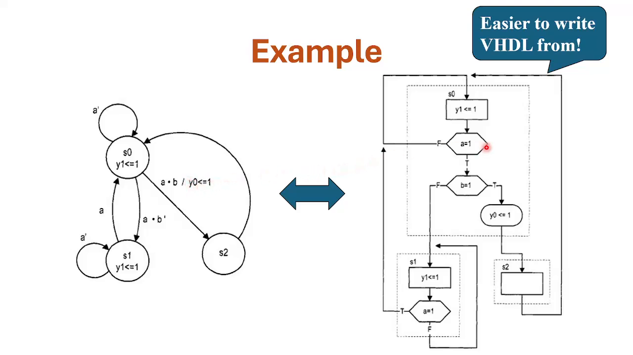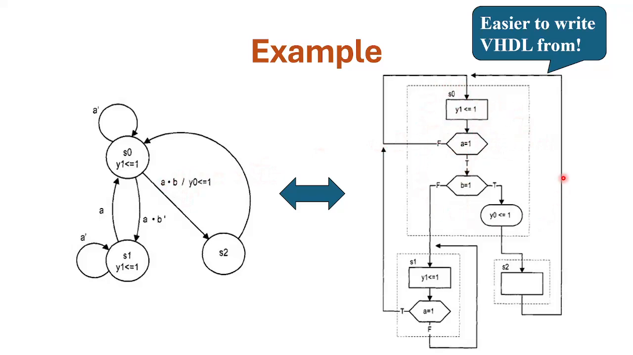However, if you take the time and draw this somewhat, at least at first sight, messier graphical representation, which is the ASM chart, then I'm claiming that writing the VHDL code of this would be less error prone, and you'll have a better chance to write it correctly from the first shot. And it's really easy to see how this gets converted into the ASM chart.